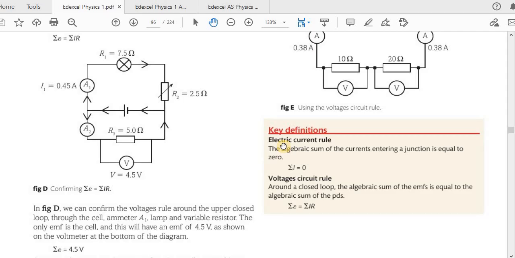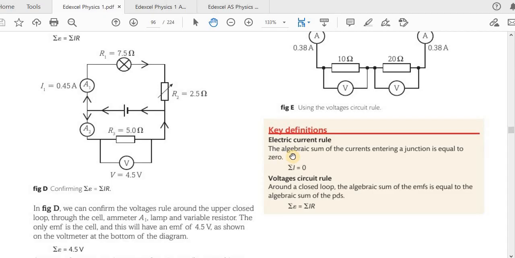Kirchhoff's first law, also called Kirchhoff's current law. Some people pronounce the name differently, but I think that is the most correct pronunciation. Kirchhoff's first law is Kirchhoff's current law, and it is also called the electric current rule, which states that the algebraic sum of currents at a junction is equal to 0. So this is another way of saying the same thing, which says that the sum of currents entering a junction is equal to the sum of currents leaving that same junction.